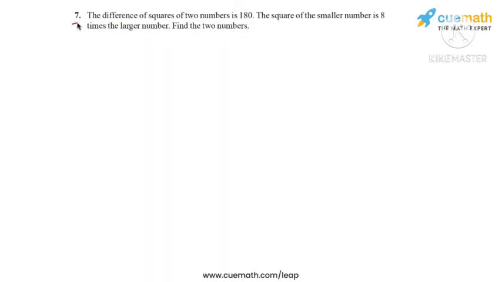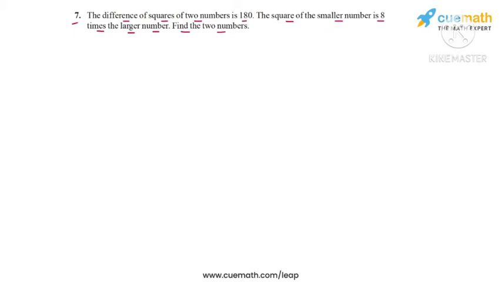Question 7 of this exercise, the problem statement says the difference of squares of two numbers is 180. The square of the smaller number is 8 times the larger number. So we have to find the two numbers. So the unknowns in this problem are the two numbers, and we are given two pieces of information about these two numbers, and we have to use that information, set up an equation in one or both variables, and then solve the equation to find the two numbers.